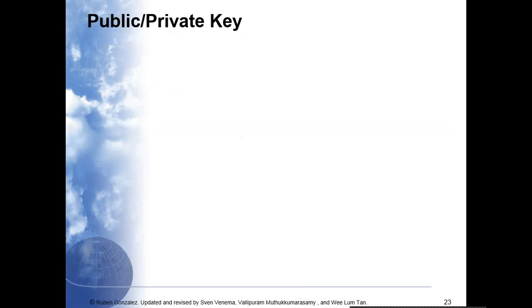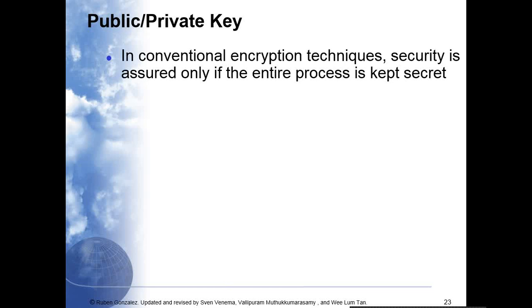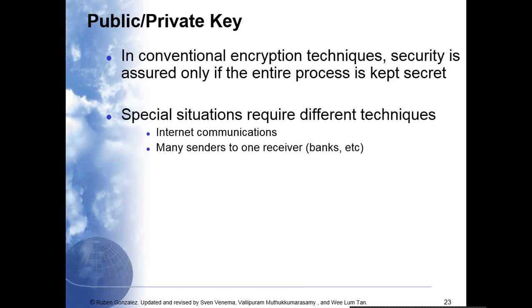Okay. Public and private key example. In conventional encryption techniques, security is assured only if the entire process is kept secret. Now that's typically very difficult in a distributed environment. If I'm sending something to my bank, it's going through a network. Everyone on the network can see it. I don't know how I'm going to keep the key secret and keep it with me if it's a long string of numbers, for example. It's a difficult proposition.